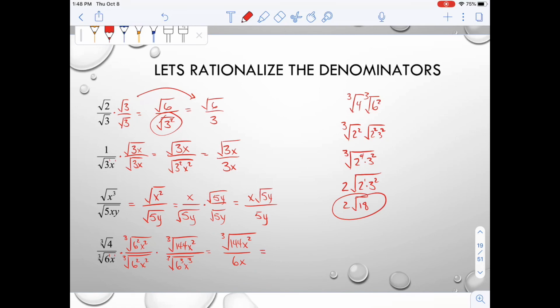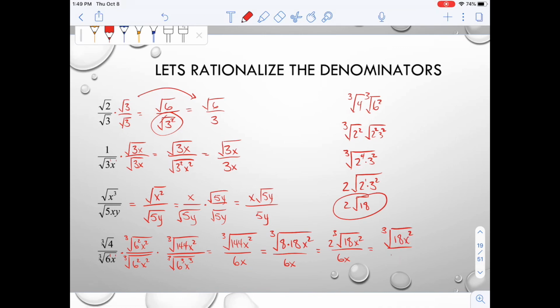Okay, so now when I take a look at this, the cube root of 144 is going to be the same thing as the cube root of 27, excuse me, the cube root of 8 times 18 times x squared over the 6x. The cube root of 8 is going to come out as a 2, so 2 cube root of 18 x squared over the 6x. The 2 and the 6 can now cancel or reduce, and I'm here going to get the cube root of 18x squared over 3x.